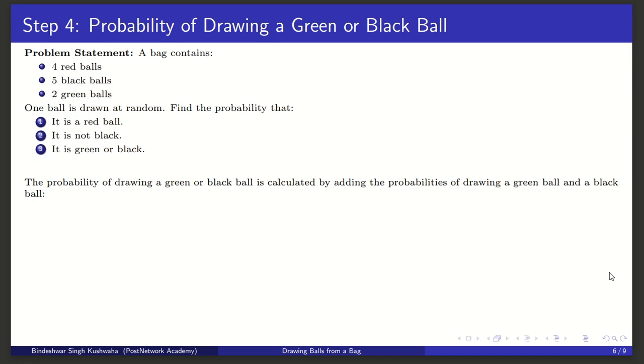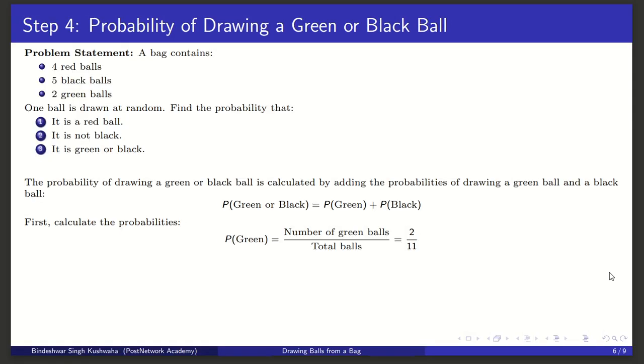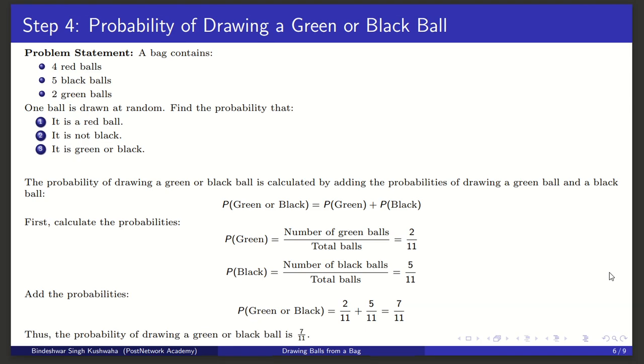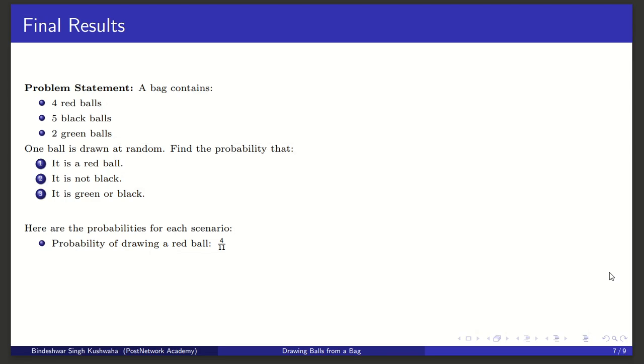Let us see the third problem. The probability of drawing a green or black ball is calculated by adding the probabilities of drawing a green and a black ball. So the probability of green or black, that is P(green) plus P(black). So first calculate the probabilities. So P(green) is 2 upon 11, P(black) is 5 upon 11. So you will add the probabilities and you will get 7 upon 11. So the probability of drawing a green or black ball is 7 upon 11.